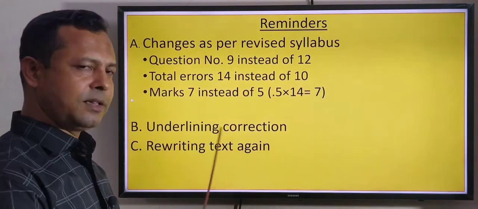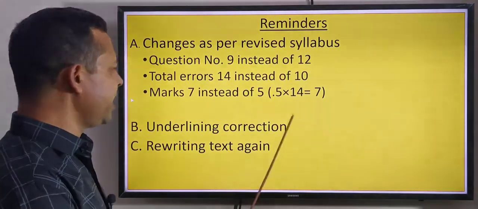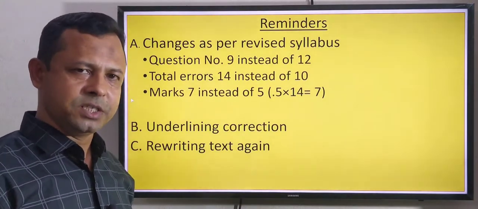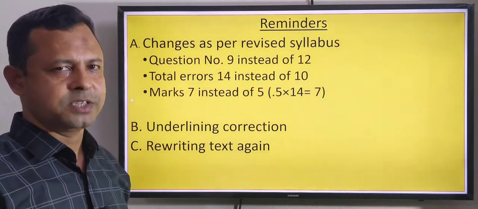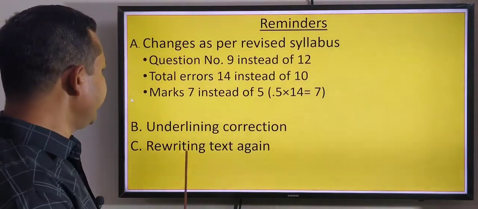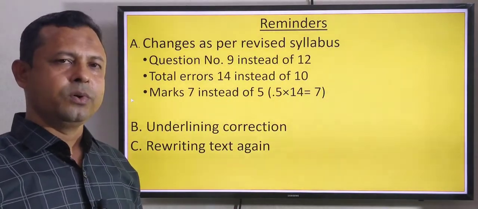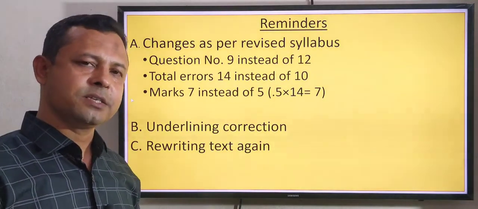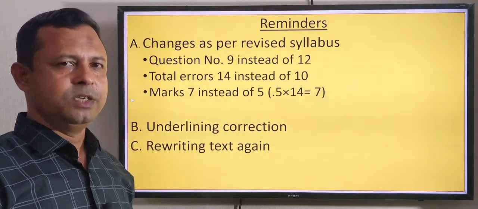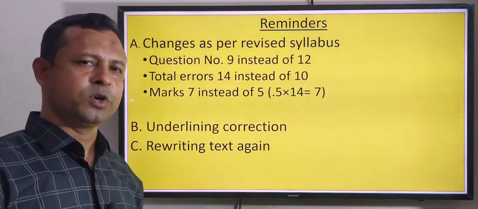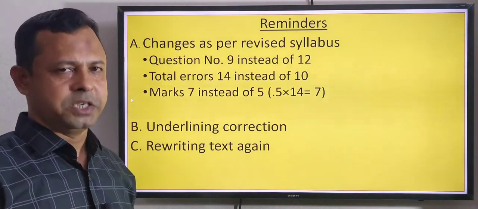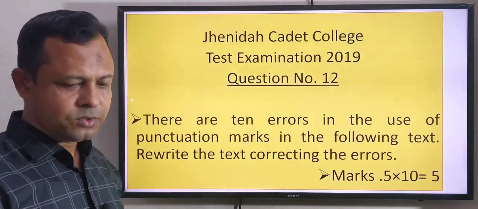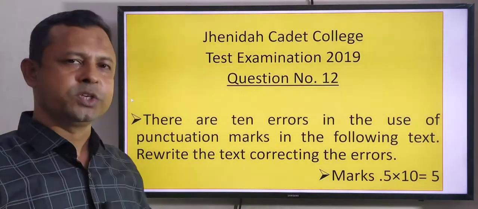Then there is another thing to remember, and that is underlining the correction. Whenever you find any problem, you will correct it and underline the text. Then rewrite the text again. When you use the correct punctuation marks, you will write the text again. You will not get any marks if you do not rewrite the text and underline the correction. Now let us go to the question.